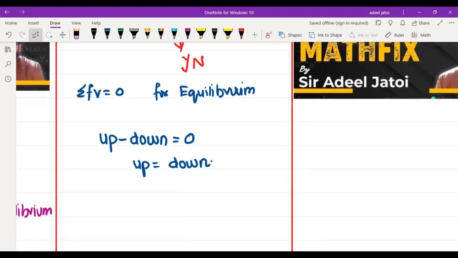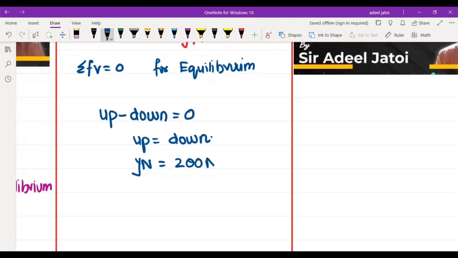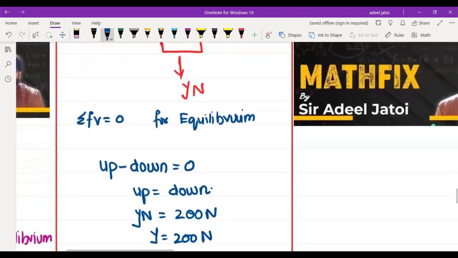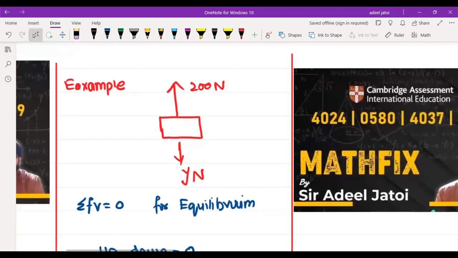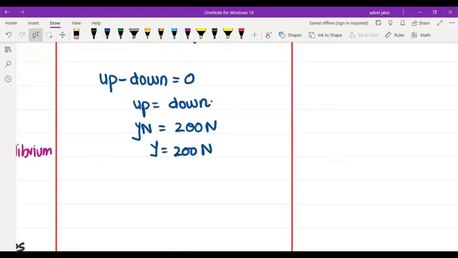So if downwards is y Newton and upward is 200 Newton, your y should directly be 200 Newton as well, because up is 200 Newton and down is y Newton. So y Newton is equal to 200 Newton to have the equilibrium state.